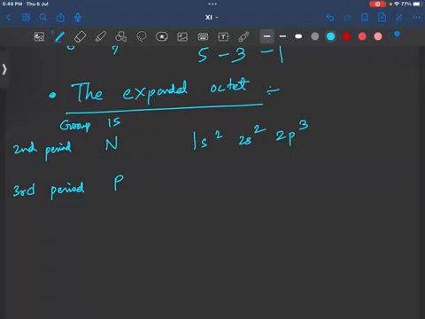But in the third period, it is 1s2, 2s2, 2p6, 3s2, 3p3. Is this correct? There are 15 electrons, right? Now see, in the third shell, 3d orbitals are also possible, but they are empty. So it can accommodate more electrons, but nitrogen cannot. Is that understood? Okay, continue.